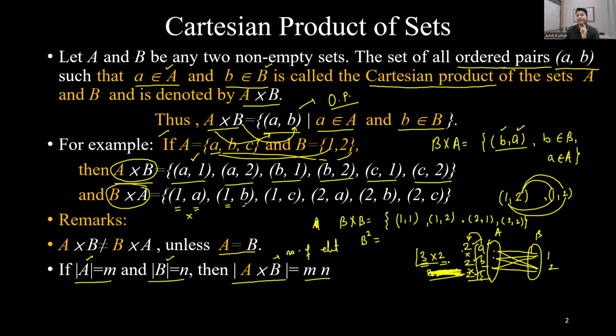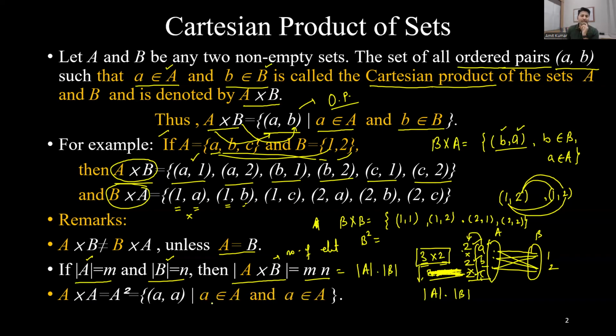So this is how we can understand that the number of elements in A cross B is m into n, which can further be written as the number of elements A has into the number of elements B has. It can further be defined for the Cartesian product: the number of elements in A cross B is the number of elements in A into the number of elements in B. This is how we can find the number of elements in the Cartesian product.